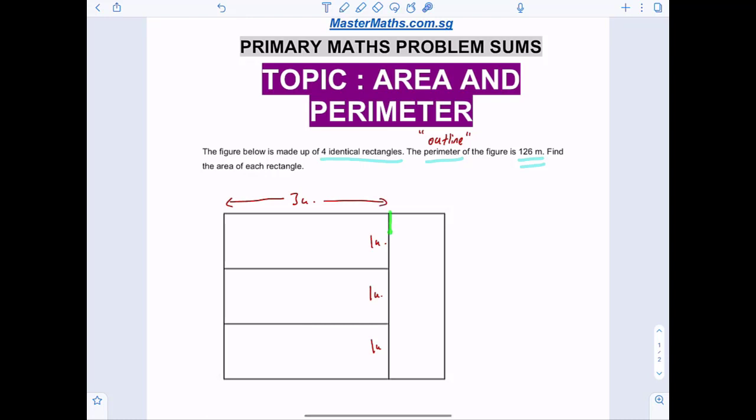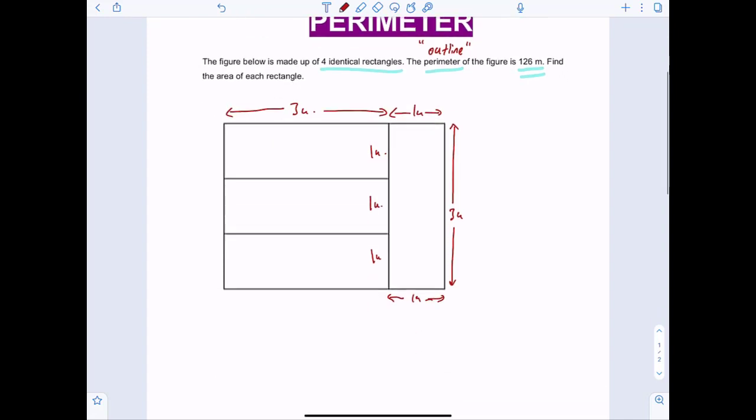Again, why is that so? 1 plus 1 plus 1, that is the same as your length over here, which is 3 units. And over here, it's 1 unit, as we have mentioned earlier, for the breadth of each rectangle. And on this side, it's going to be 3 units again. 1 unit here, 3 units here, and another 3 units on the left hand side.